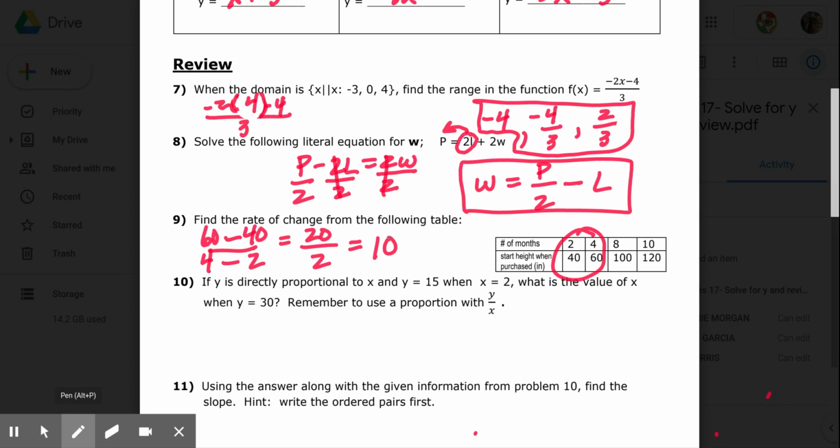And this talks basically about you have the number of months and the start height when purchased. So I think they were talking about a tree or something like that was growing.